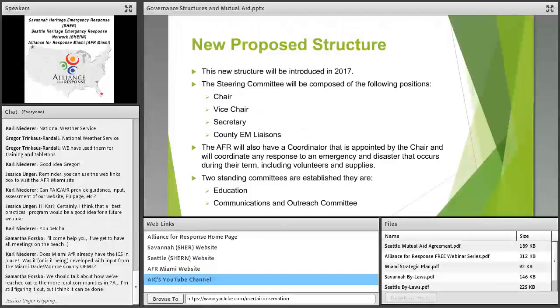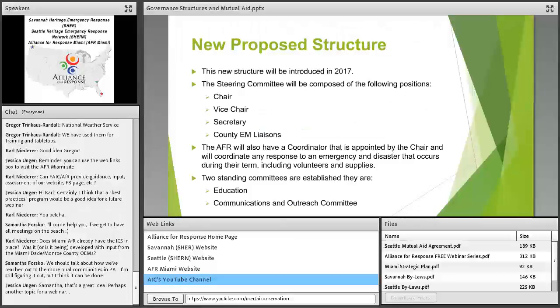With that, that's still an ongoing process in terms of that structure. It might turn out like that, it might not. Like I said, we're still going through our bylaws and seeing what works.